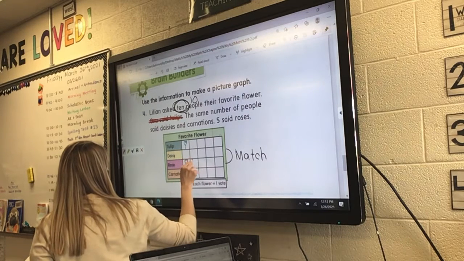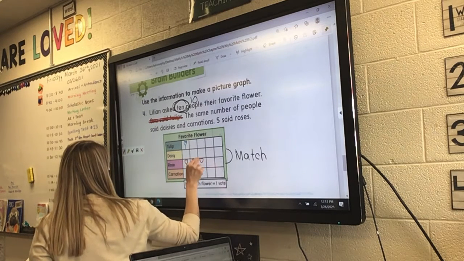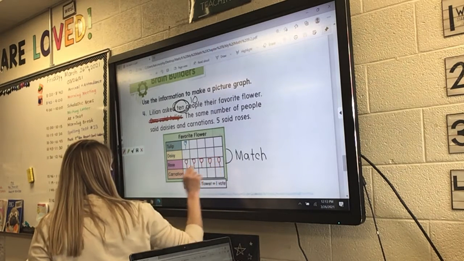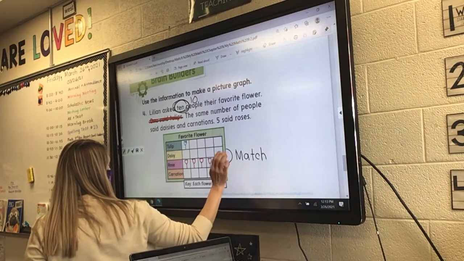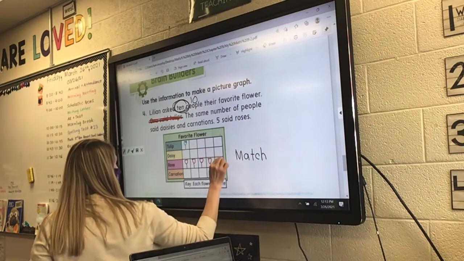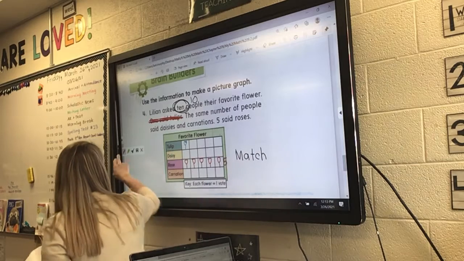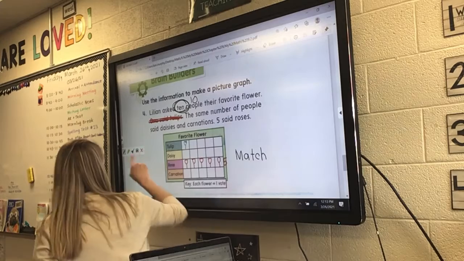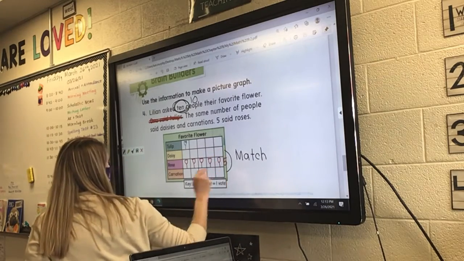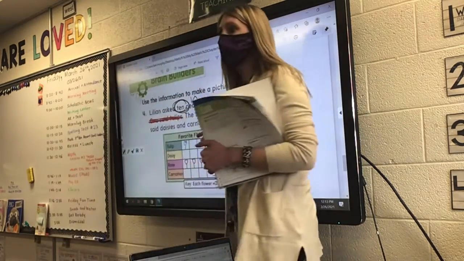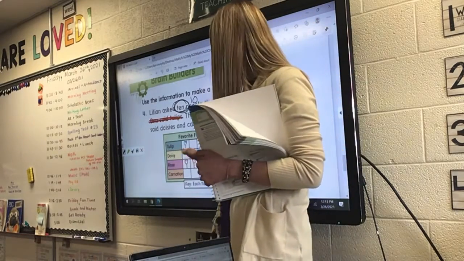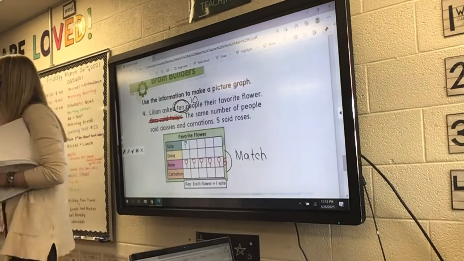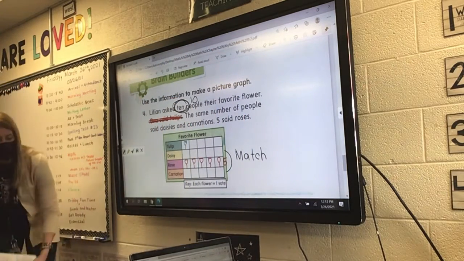Roses are red, violets are blue. Miss Murphy, is it okay that tulips and roses kind of look the same? Yeah, because mine are going to look the same pretty much. I made an actual rose. And just like me, rosy. Wait, there's 5 roses? Okay, so 5 said roses. So you should have 1, 2, 3, 4, 5 pictures of roses.